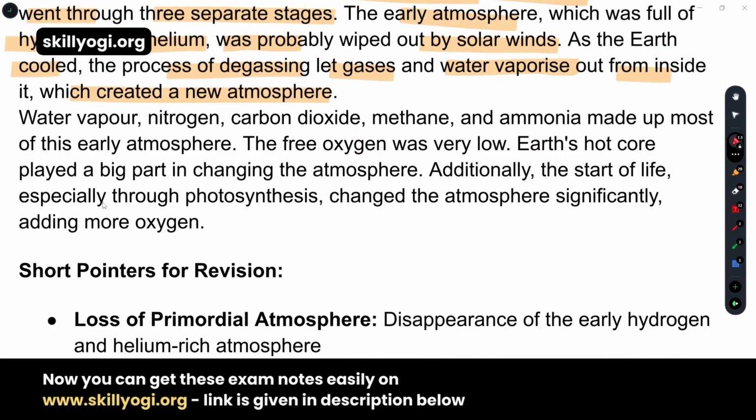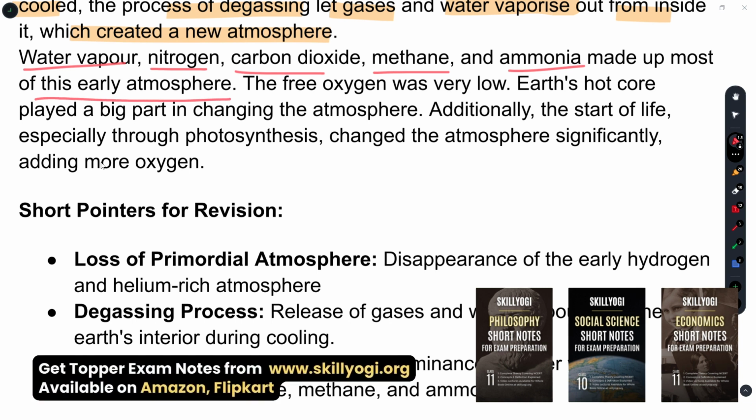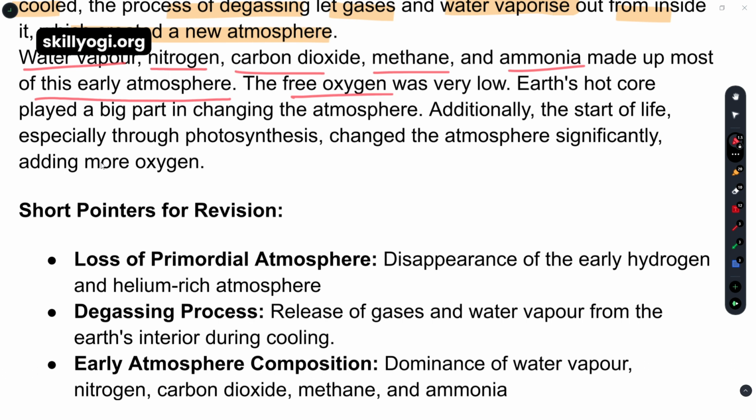Now come to the compounds of the environment. The first ones are water vapor, nitrogen, carbon dioxide, methane, and ammonia. These gases made up most of the early atmosphere. The free oxygen was very low because we have to plant some trees. That's how we can get free oxygen.